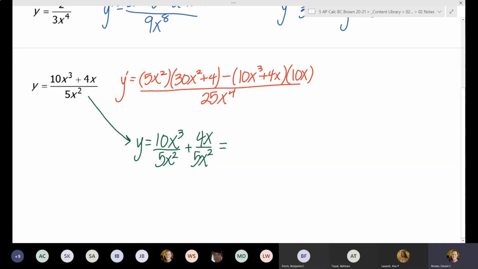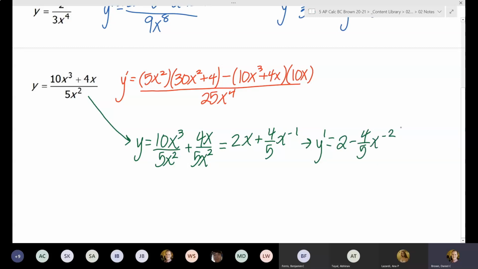And then simplify first and then find the derivative. So 10 divided by 5 is 2. X cubed over x squared is x plus 4/5 x over x squared is x to the negative first. So my first derivative would simply be 2 minus 4/5 of x to the negative 2.